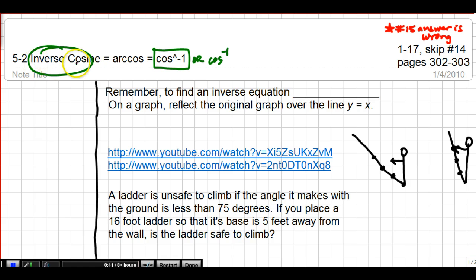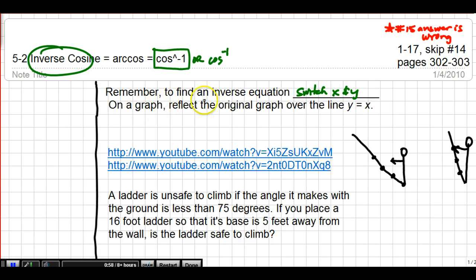Since we're talking about inverses, let's go back and review finding the inverse of an equation. When you find the inverse of an equation, you switch x and y. Because x and y switch around, so do the domain and range. Keep that in mind when we do inverse of cosine here in just a bit.